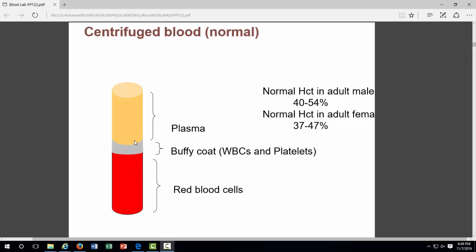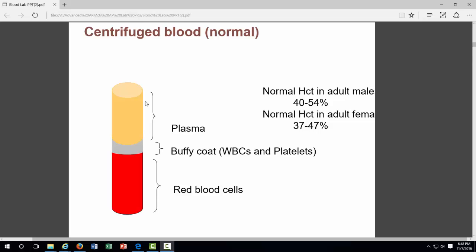So we know that plasma makes up about 55% of whole blood. So a normal hematocrit in an adult male versus female is 40 to 54 for males, and females a little bit less, 37 to 47. So men have more red blood cells than women do in their blood. So you would just look at the height of this column as how that's measured compared to the total amount of blood and plasma in the column.